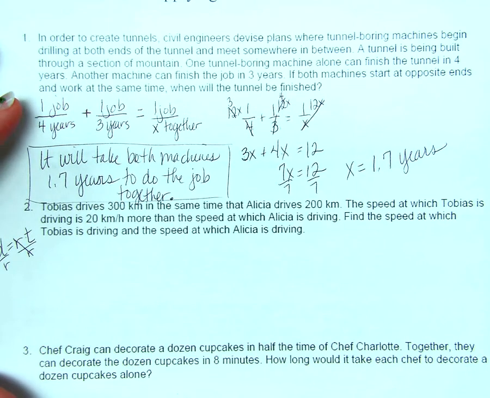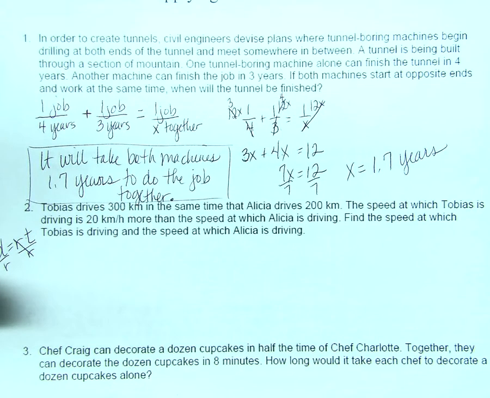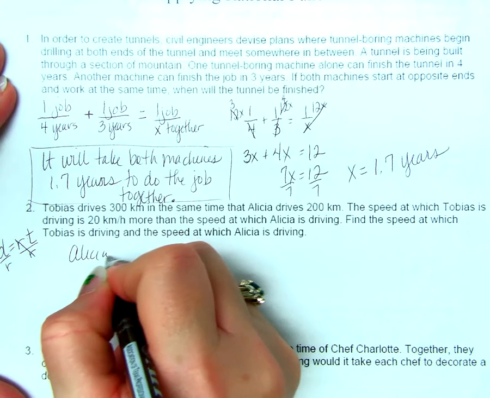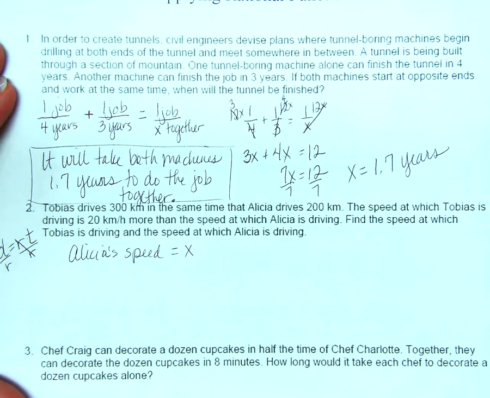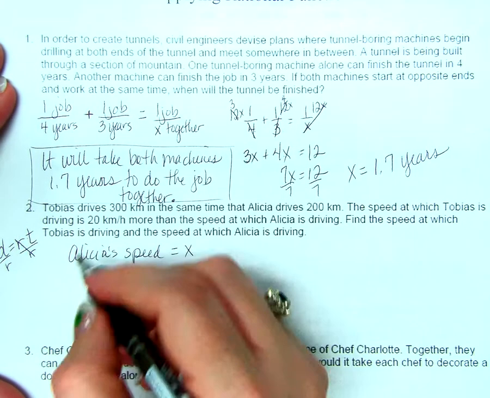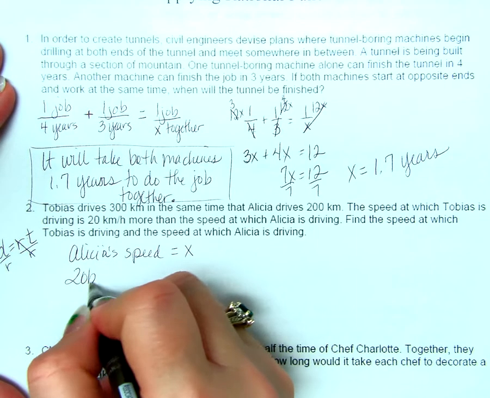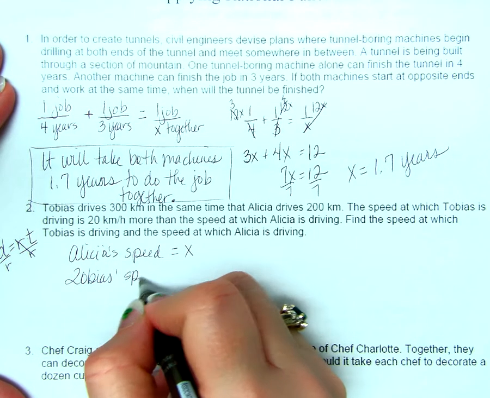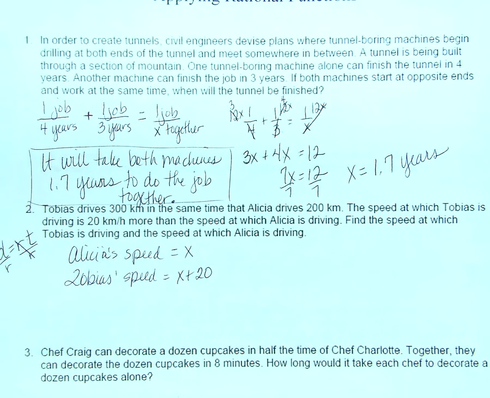How fast is Tobias driving? Not how far, how fast. 20 kilometers faster than Alicia. If Tobias is driving 20 kilometers faster than Alicia, how fast is Alicia driving? X. Alicia's speed is X. Did I spell that right? A-L-I-C. Yeah, I guess. It looks weird. I'm sorry. Tobias. What's Tobias's speed? X plus 20.